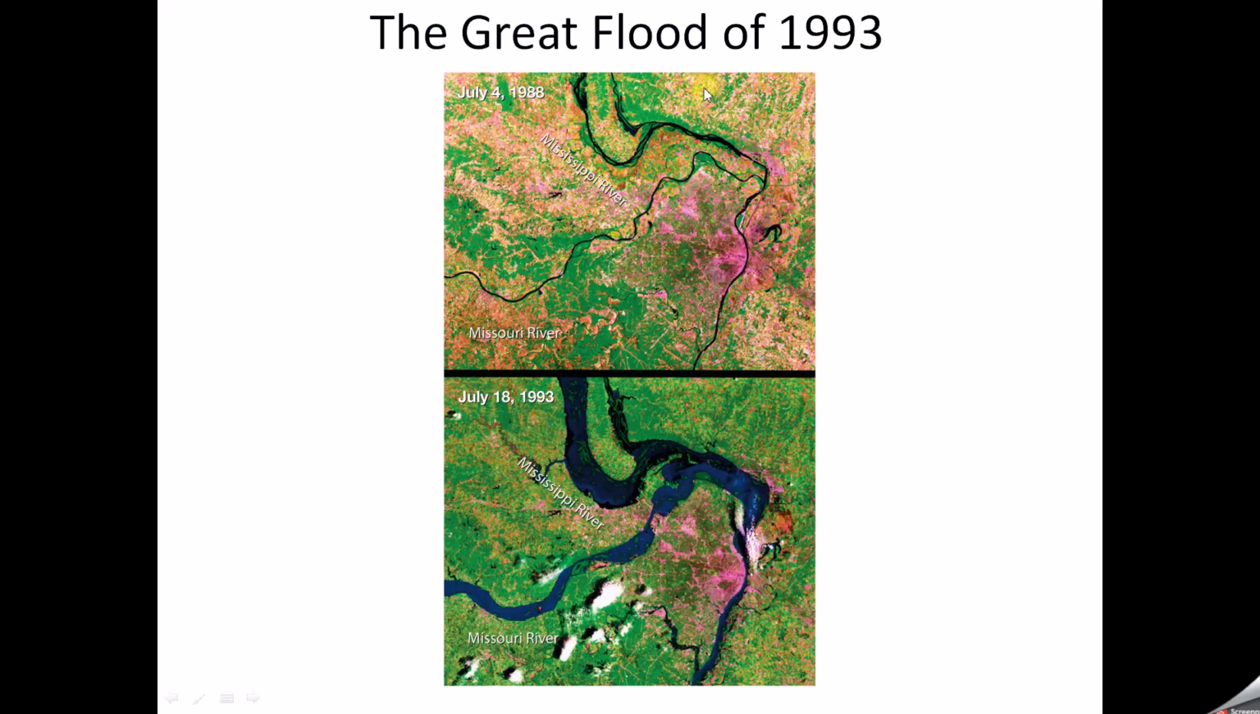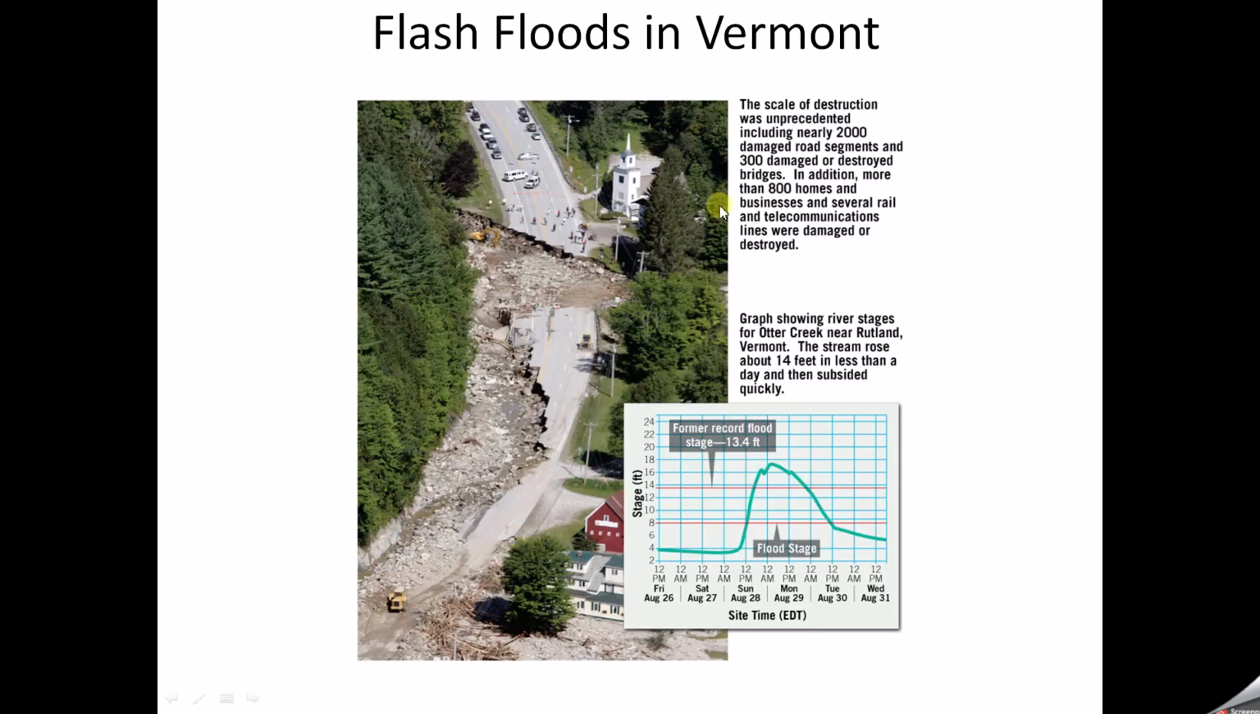And this is the Great Flood in 1993. Here we have the Mississippi River, and we have this one here, the Missouri River. This is before the flood. After the flood, could you see the thickness of the river channel filled with water? This is the Mississippi River, and this is the Missouri River. And here, flash floods in Vermont destroying roads.